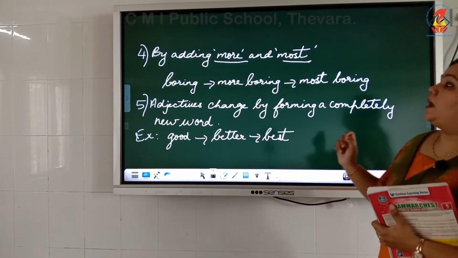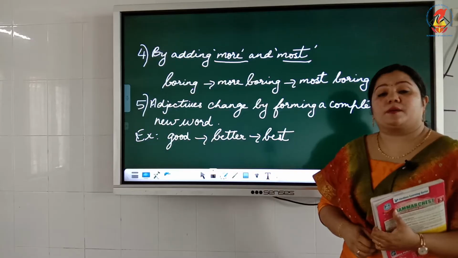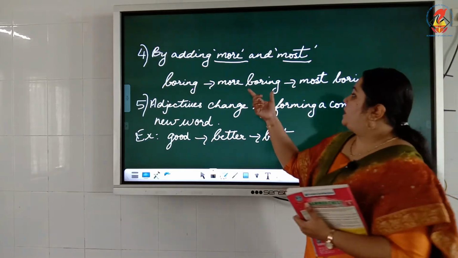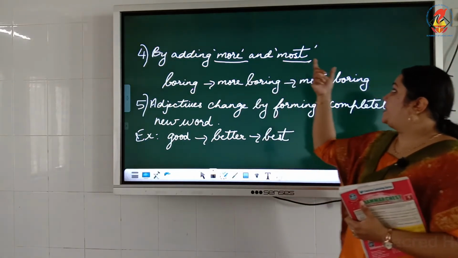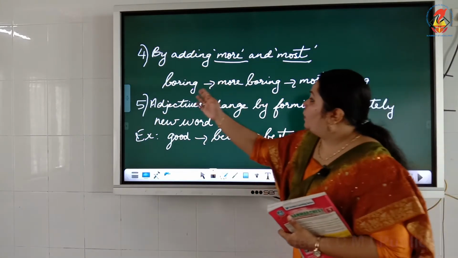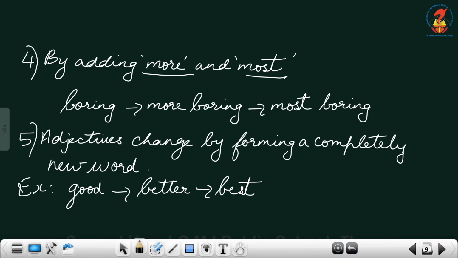Then another way is by adding more and most. Let us see how. The word boring, how do you change that into comparative and superlative? When we say more boring, it becomes comparative, when we are comparing between two. And when we write most boring, that means we are comparing between more than two. So boring is a positive degree, more boring is a comparative degree, and most boring is the superlative degree. So by adding more and most.